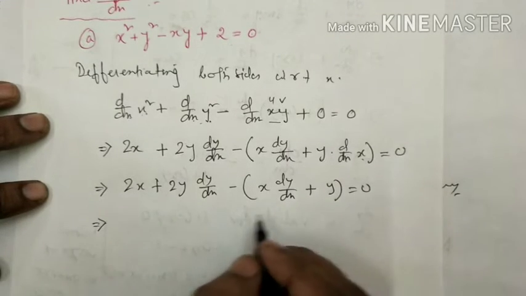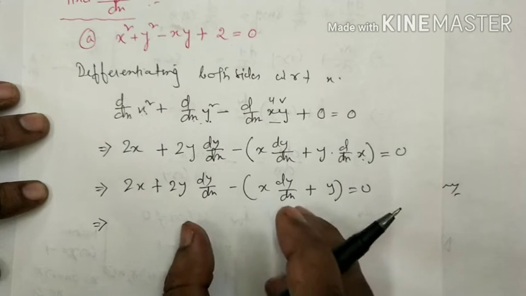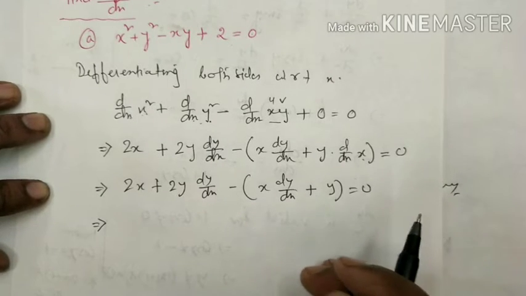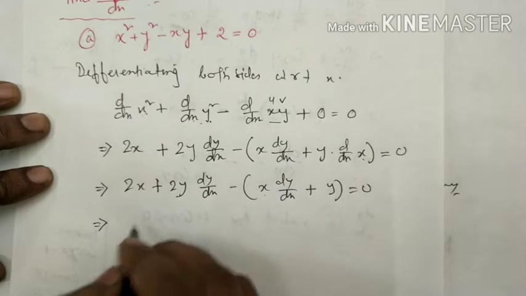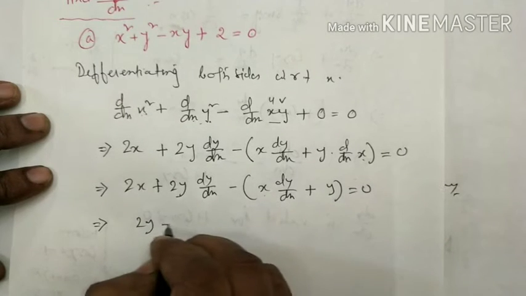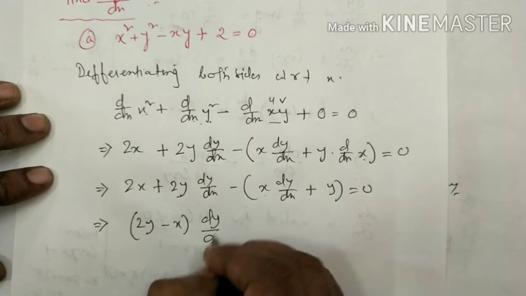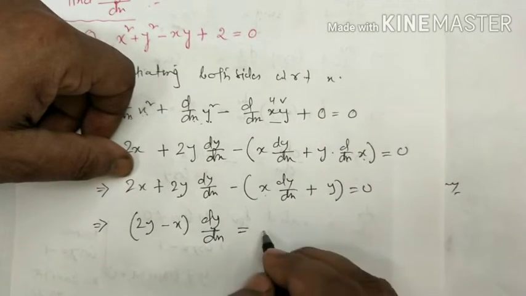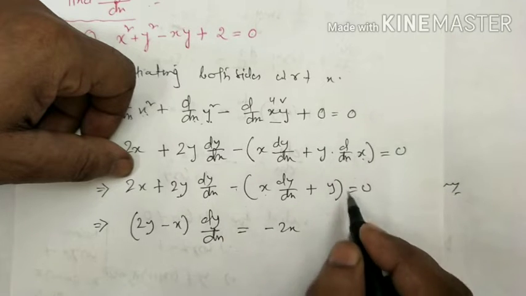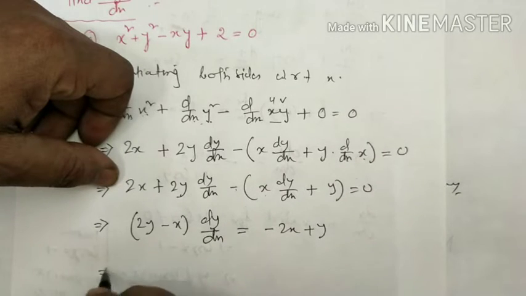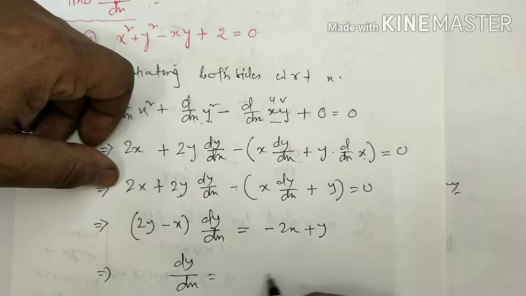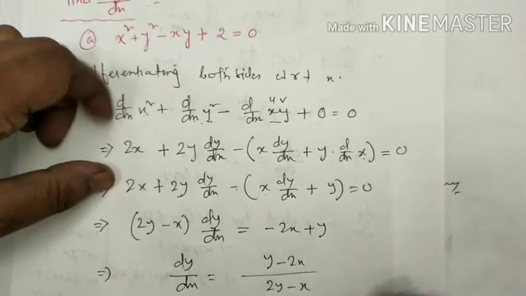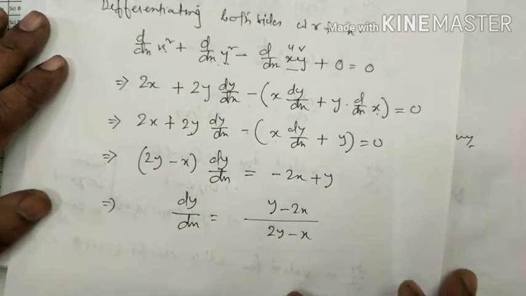Now you take common dy by dx, and all the terms containing dy by dx on the left hand side, and those which are not containing dy by dx, pick up on the right hand side. 2y minus x common, dy by dx common लेने से क्या होगा? 2y minus x into dy by dx equal to, ये 2x अगर right hand side में ले जाए तो minus 2x, and this is minus y, उधर जाएगा तो plus y. Finally you are getting dy by dx equal to y minus 2x by 2y minus x. This is your answer. I hope you understand.